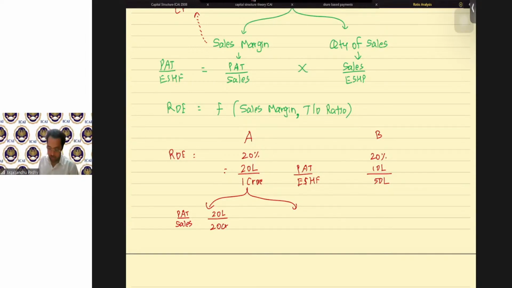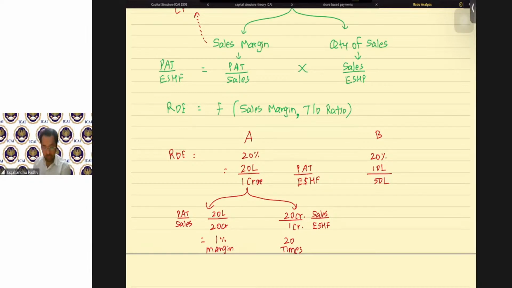Over here, 20 crore is the sales figure, which is sales upon equity shareholders fund, and equity shareholders fund is 1 crore, right? So you can say the PAT margin is 1% and turnover is 20 times.